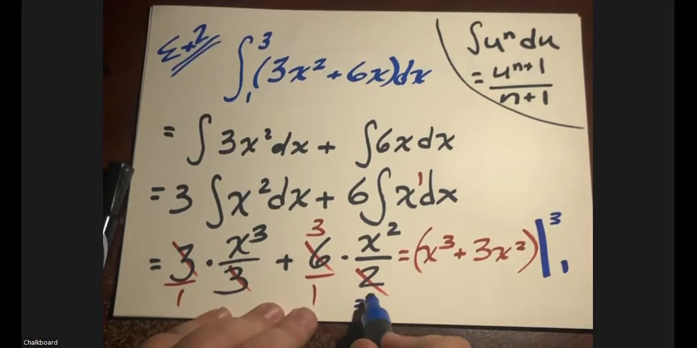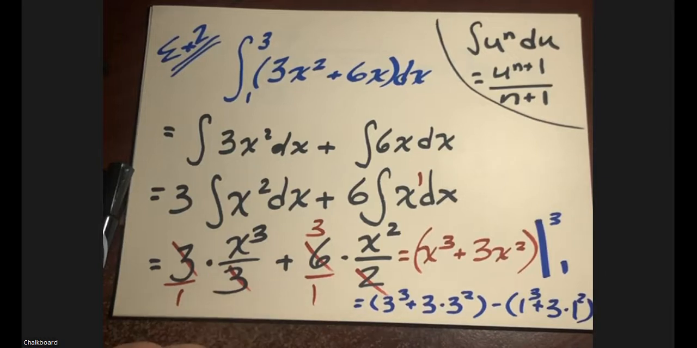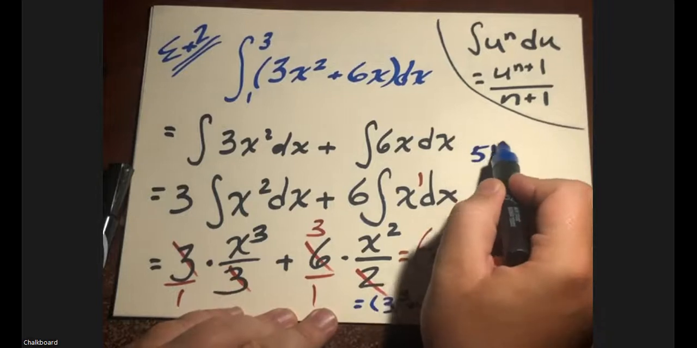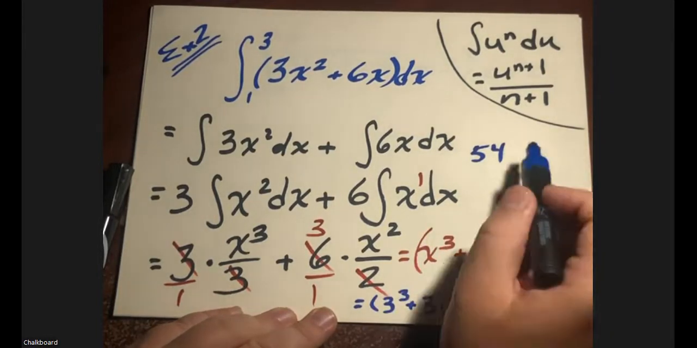It should look like 3 cubed plus 3 times 3 squared, minus 1 cubed plus 3 times 1 squared. You could do that in your head, right? This is 27, and 27 is 54. And this is 1 plus 3, that's 4.